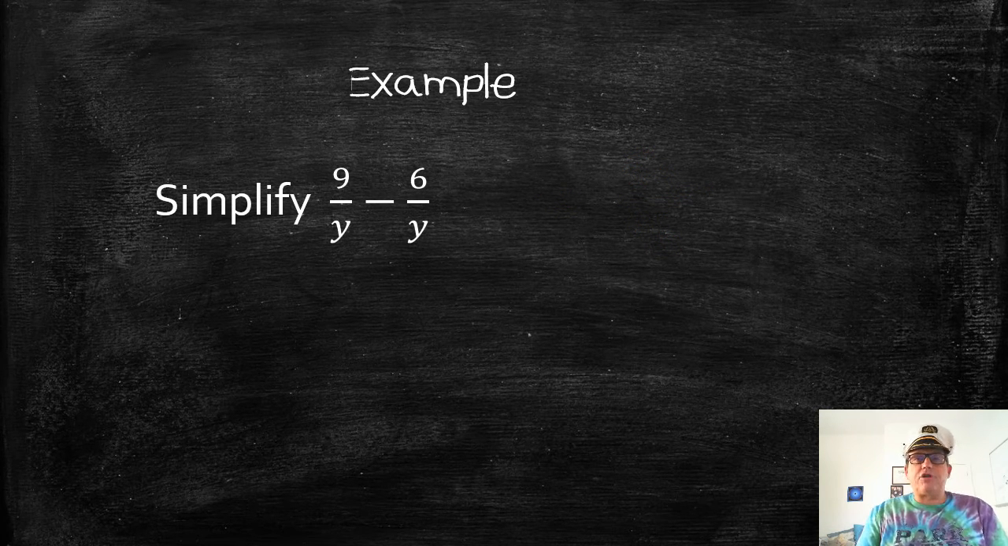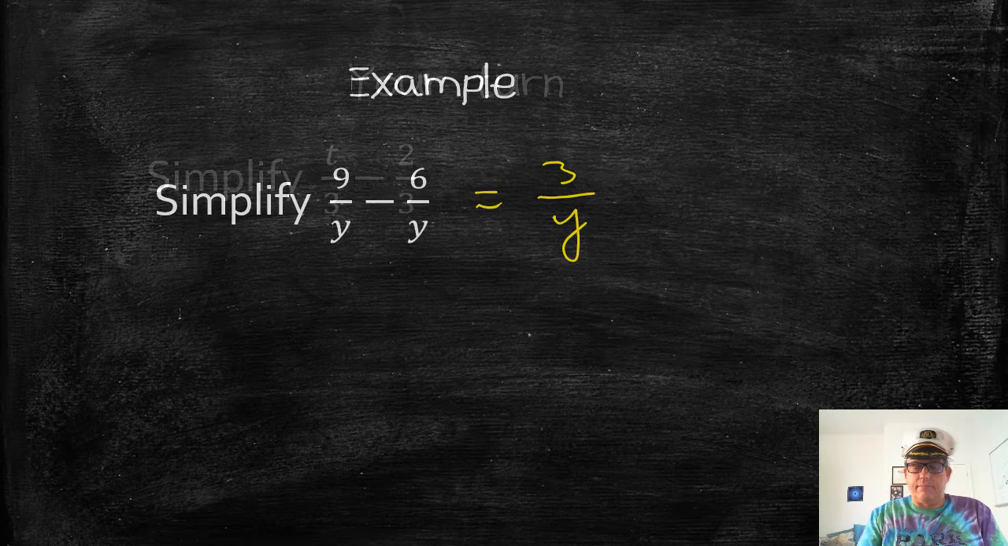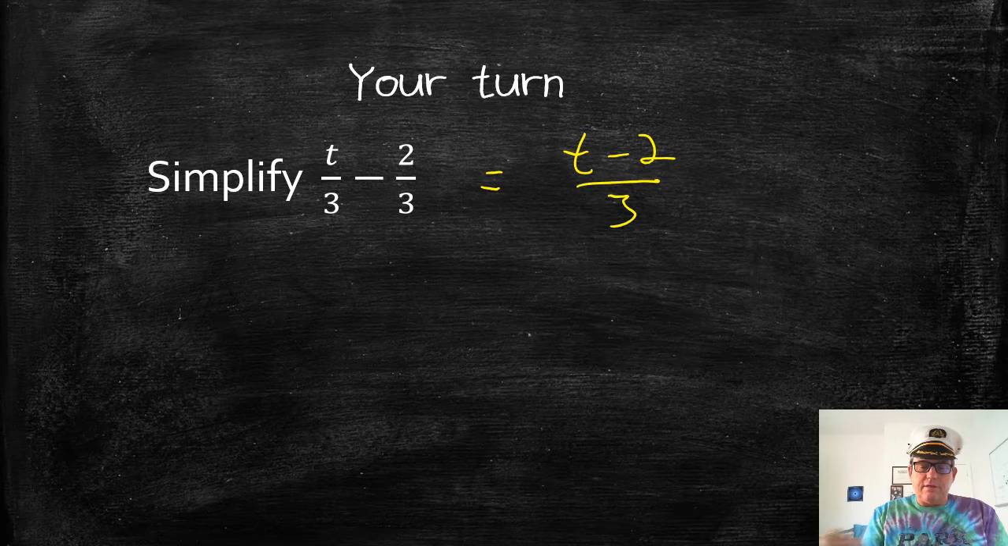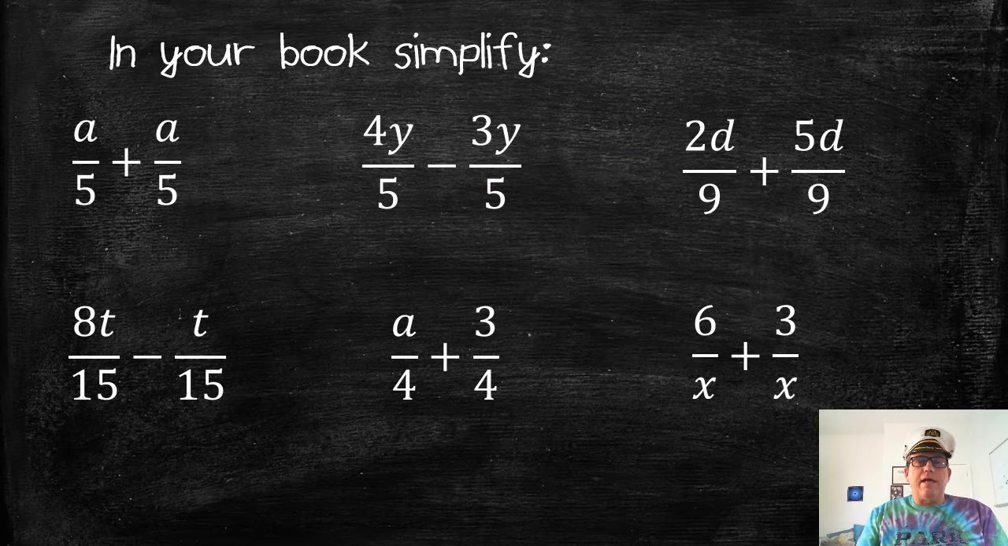Subtracting fractions, same thing. The denominator is the same. 9 minus 6 is 3, and the bottom, the common denominator, is y. Pause the video, and you try this one real quick. We have a common denominator of 3, so we just subtract the numerators. So t minus 2 is simply t minus 2, and the denominator is 3. That's our answer. Go ahead and pause the video and do these in your book, and we'll be back very shortly.